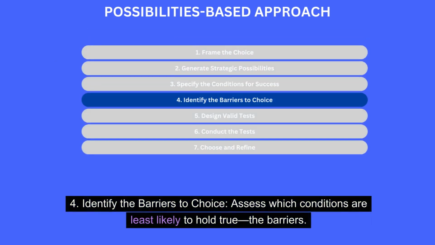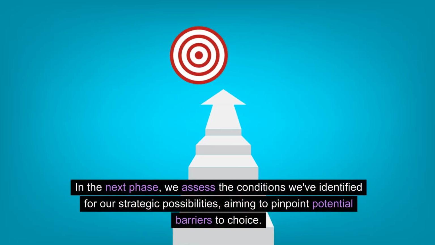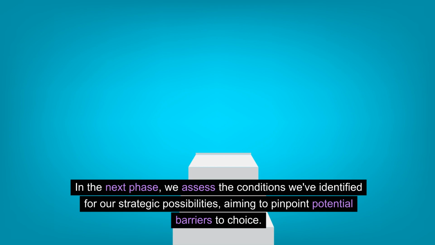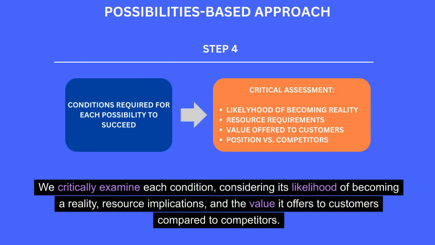4. Identify the barriers to choice. Assess which conditions are least likely to hold true, the barriers. In the next phase, we assess the conditions we've identified for our strategic possibilities, aiming to pinpoint potential barriers to choice. We critically examine each condition, considering its likelihood of becoming a reality, resource implications, and the value it offers to customers compared to competitors.